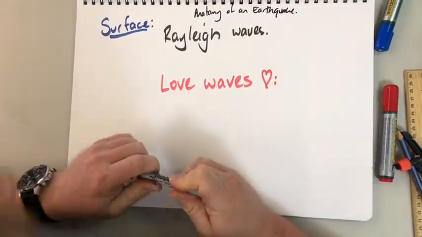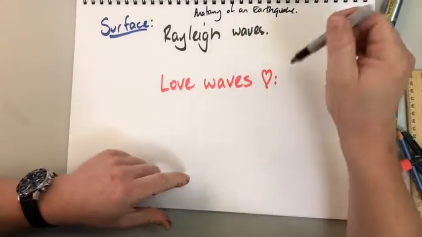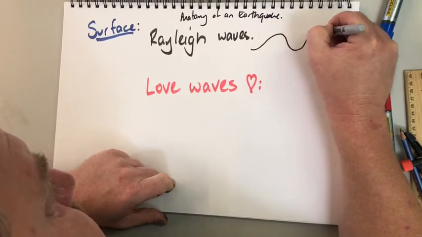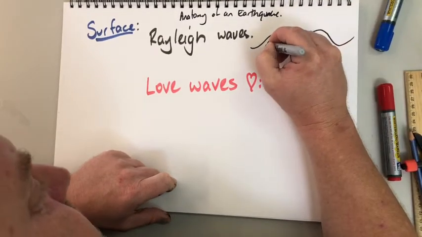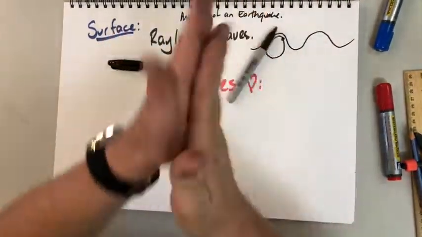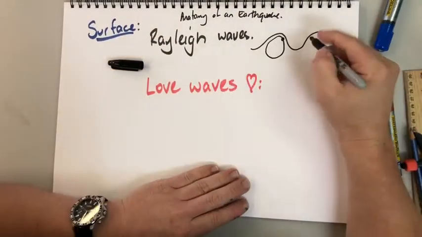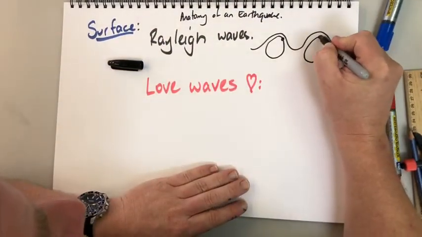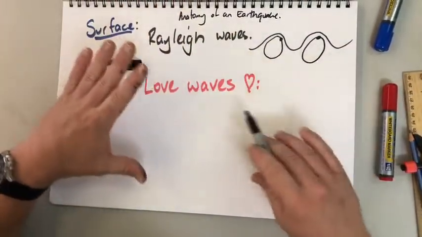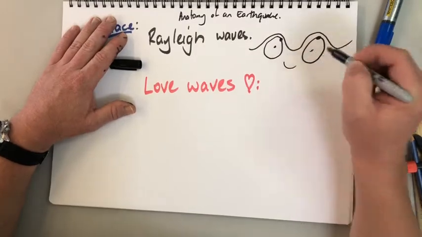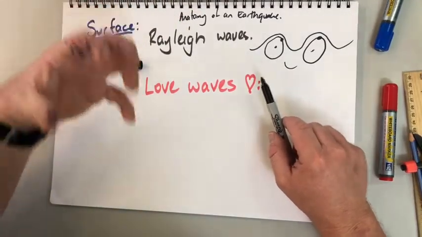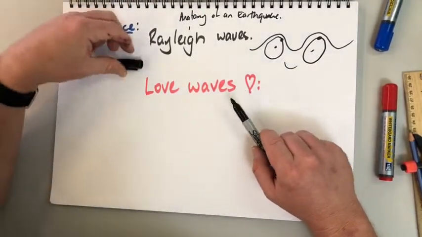So what do they look like? Well, Rayleigh waves are really interesting because they're quite elliptical. So if we think about our up and down waves, but within these waves, we've got elliptic movement, not shear movement. We've got movement that is in an elliptical shape. It's actually like a wave. So a Rayleigh wave is as close to a real wave as possible.